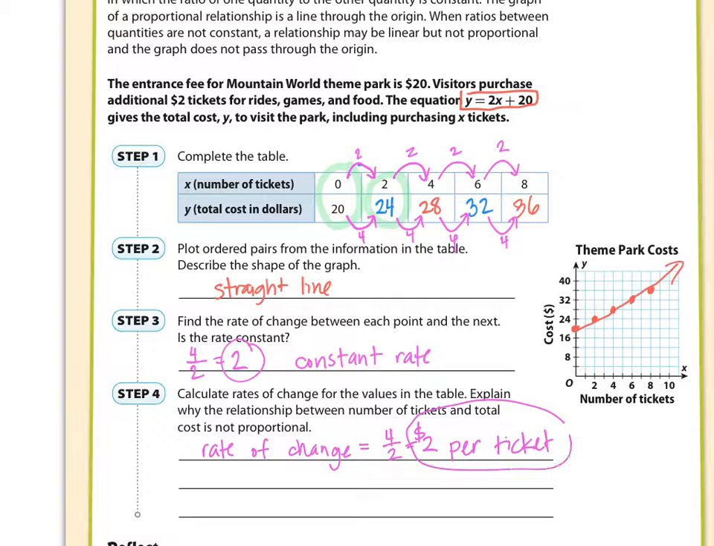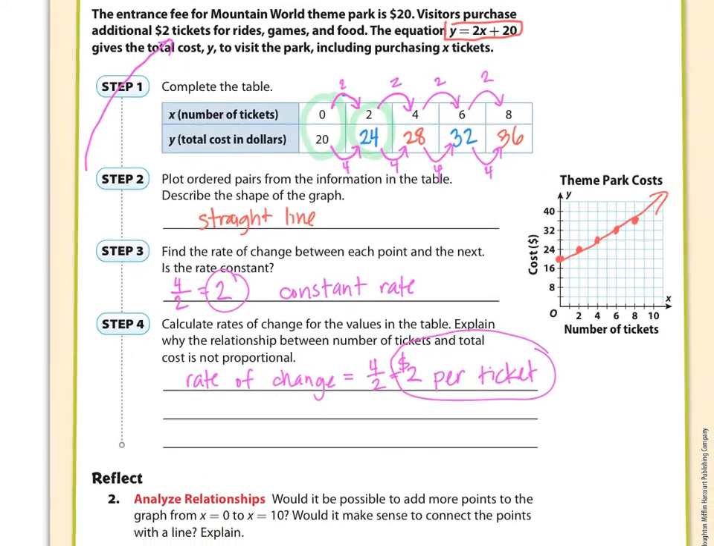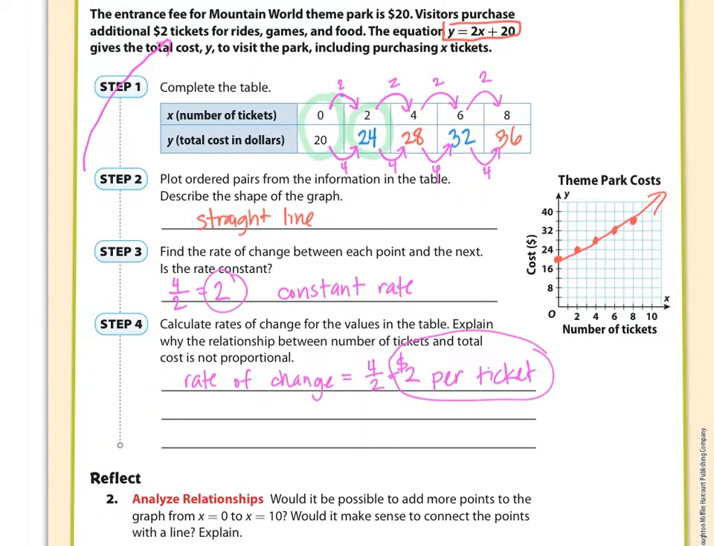And this that I just wrote, check this out. It's actually right, look, check this out on the left side, $2 for rides, games, and food, $2 tickets. So it means the same thing. Then why is this not proportional? So there are a couple of ways to describe this.